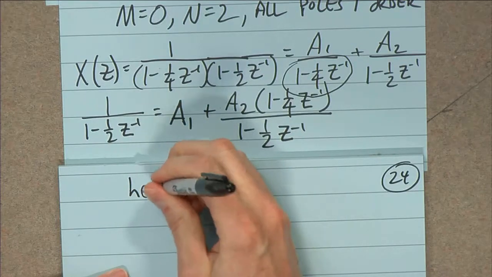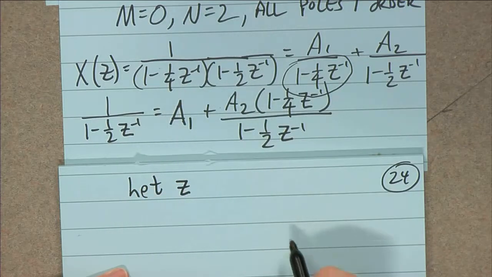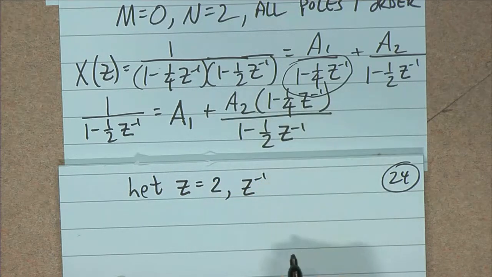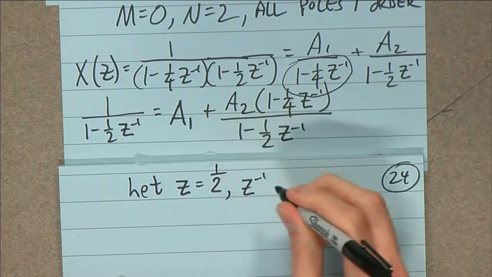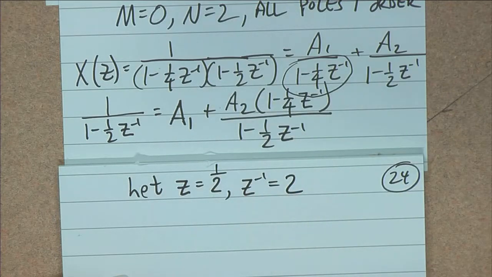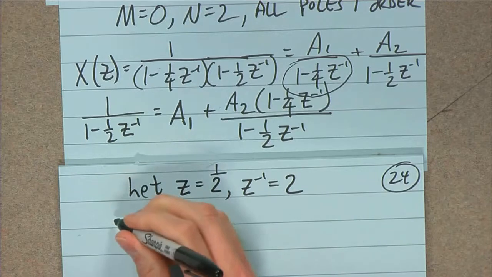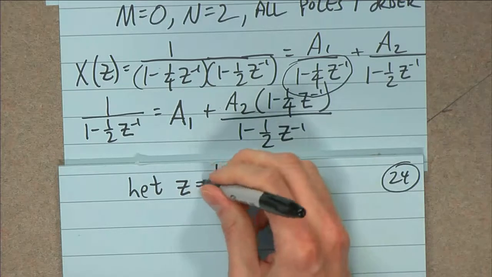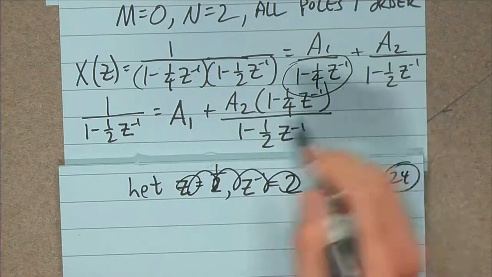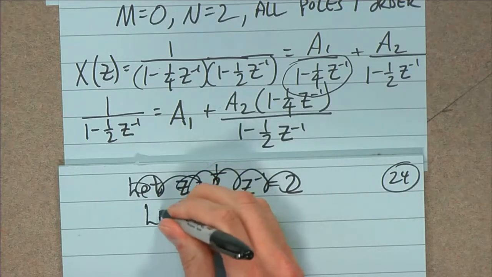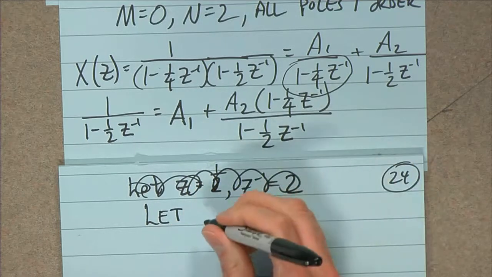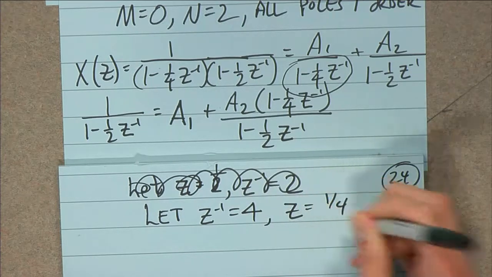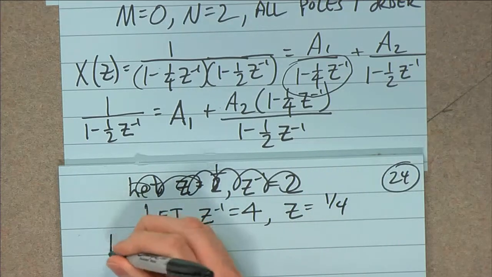And so let's let z equal 2. So our z inverse equal 2. And if we do that, wait, I'm in the weeds here. What I wanted to do was stick with this. Let's stick with this one first. So let's let z inverse equal 4, or z equal 1/4, and plug and chug here.